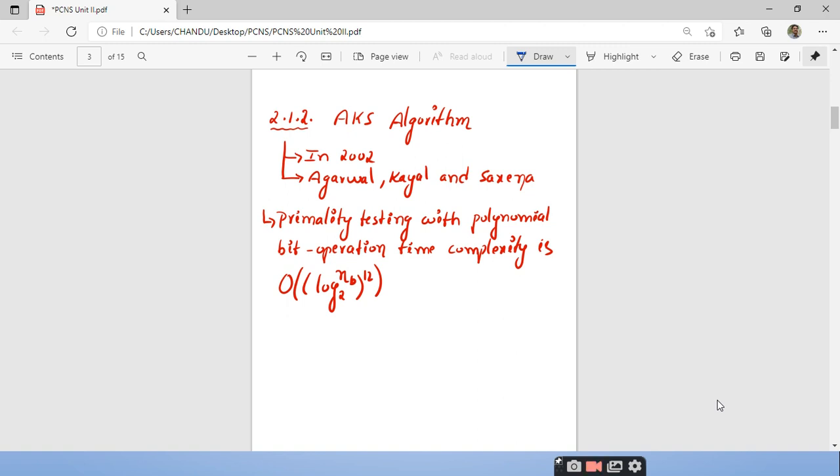So this is not suitable. Why? Because it is taking a lot of time, and the bit operation complexity is exponential. This is not suitable for large numbers.